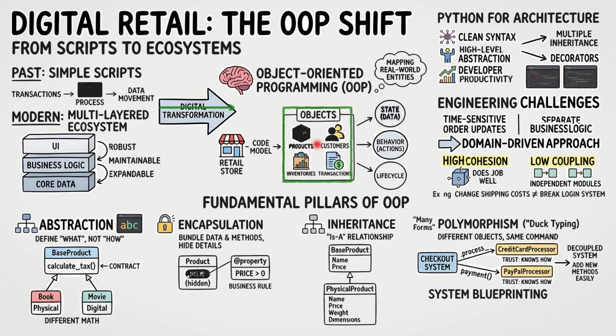Every single one of these objects has three distinct characteristics: its state, which is its data, its behavior, which are its actions, and its overall life cycle within the system.